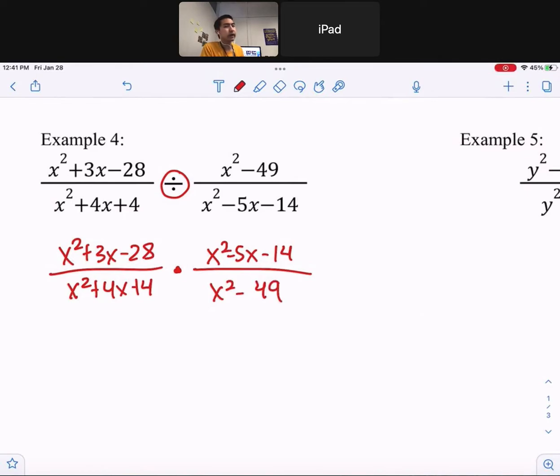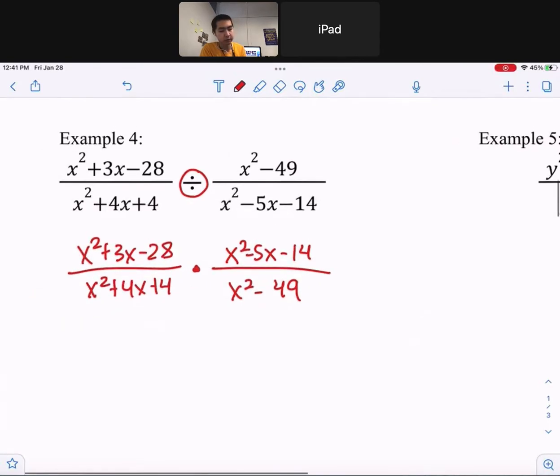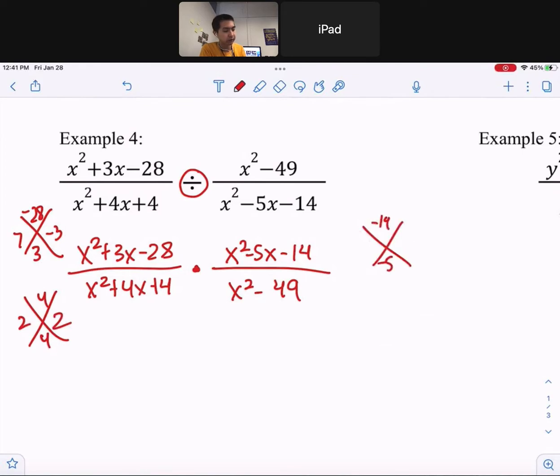So now it's multiplication. So now we have to factor everything. This, and this. We have to factor everything. So here you guys can factor using your guys' x method, right? 7 and negative 3. This one 2, 4 and 4 is 2 and 2. This one, negative 14, negative 5, negative 7 and 2. And this one is a difference of squares, you guys. So that is how you guys factor each part.